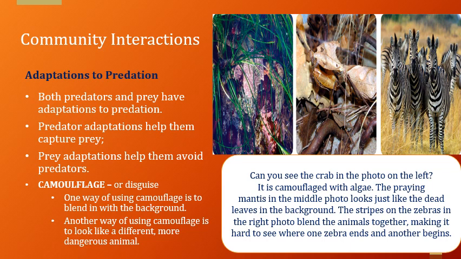Take note of the blend with the background. So another way of using camouflage is to look like different or more dangerous animals. So take a look at this. So can you see the crab in the photo on the left side?